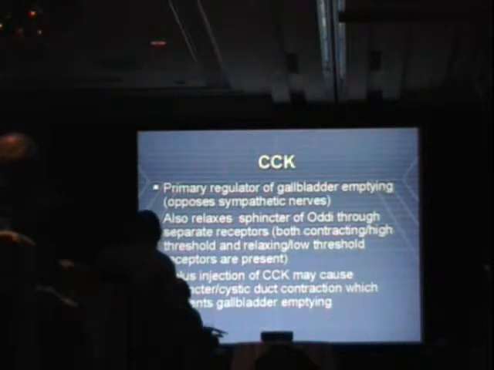That's at physiologic doses. If you have super physiologic doses, you will contract the gallbladder and the cystic duct and possibly the sphincter of Oddi. And what that means is that the gallbladder is contracting against the constriction and causes pain and nausea, and it also can give you an abnormal study when you're evaluating the gallbladder ejection fraction. So you make sure that you don't give too much CCK and don't give it too fast.